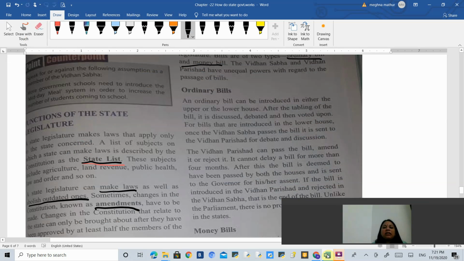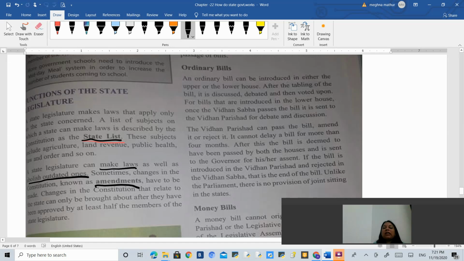So in the last class, in the last video, we talked about the functions of Vidhan Sabha and Vidhan Parishad. We have understood what Vidhan Sabha and Vidhan Parishad do, and what their composition and terms are. Now, on the last page of this chapter, we are going to understand the functions of the legislature. Means legislature का important function क्या है?